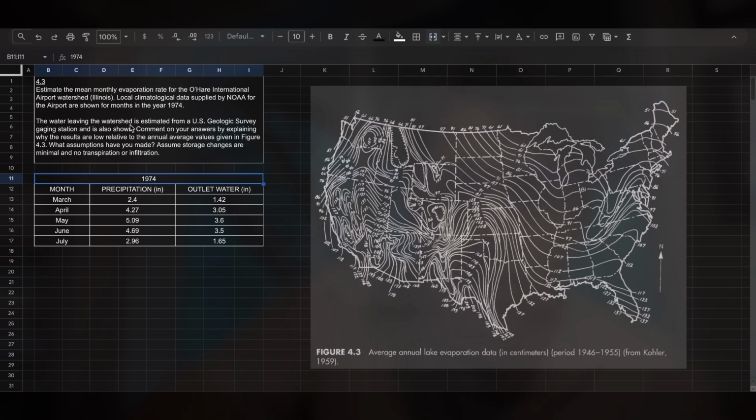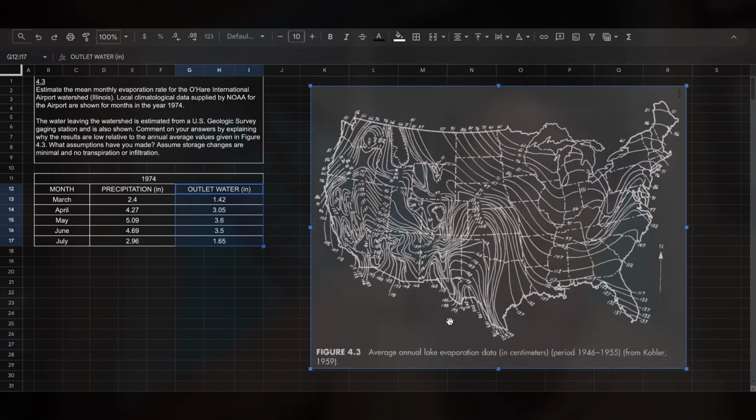Now, the water leaving the watershed is estimated from the U.S. Geological Survey gauging, or USGS gauging station, and is also shown. This is the data retrieved from the USGS gauge at that station. Comment on your answers by explaining why the results are low relative to the annual average values given in figure 4.3. This is figure 4.3.